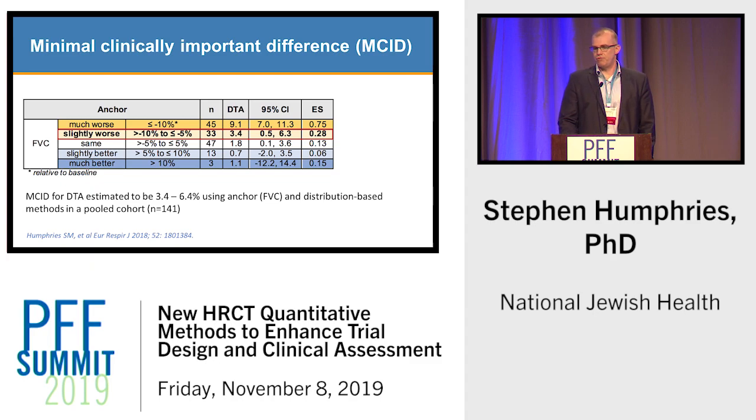This table is a little busy, but the point here is that using what's called an anchor-based approach, we identified individuals in this cohort who had declined slightly by change in their forced vital capacity. And in that group, the mean change in lung fibrosis extent was about 3%. Using this approach and a couple of others to estimate the MCID value, we concluded that if lung fibrosis changed by about 5 percentage points on a sequential scan, this was associated with a meaningful clinical change.